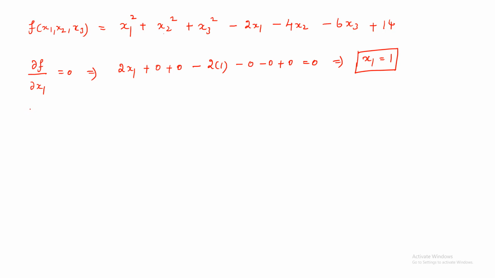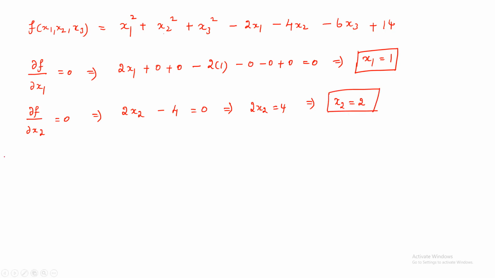Now let's go and do this for x2. Dou f by dou x2, equating this to 0, I'll just write the x2 terms alone, so that we will get 2x2 minus 4 equal to 0. Which will give us 2x2 is equal to 4, which will give us x2 is equal to 2, right?